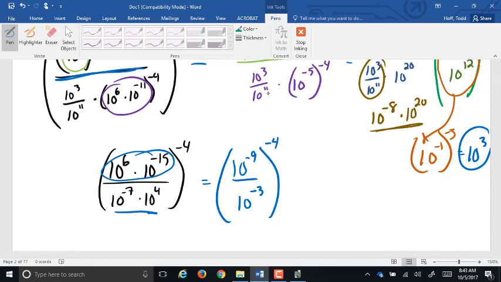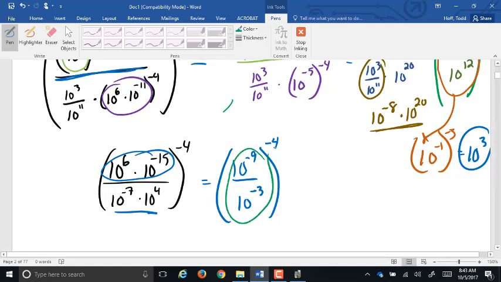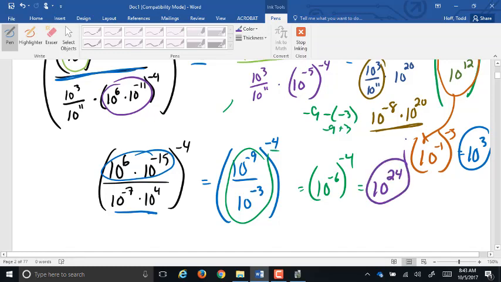So then we got 10 to the negative 9th divided by 10 to the negative 3rd. We're dividing, so we subtract. So that's negative 9 minus negative 3, which is negative 6. Then that's still to the power of negative 4, which is going to give us negative 6 times negative 4 is positive 24, 10 to the 24th.